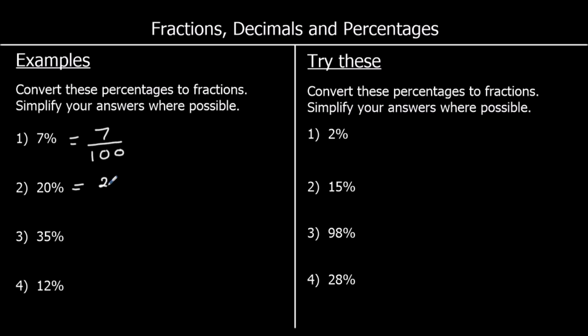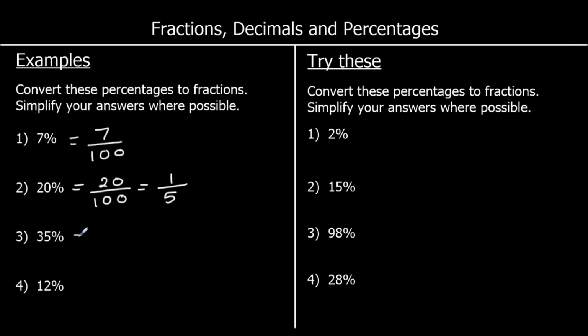20% means 20 over 100. 20 and 100 are both in the, well, the biggest times table is the 20 times table. So it's 1 over 5, since 20 goes into 20 once and into 100 five times.